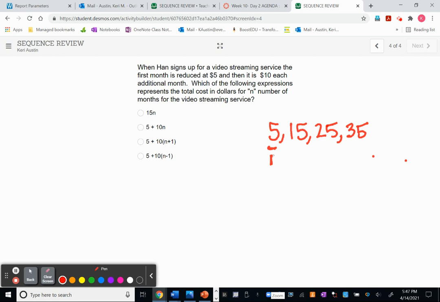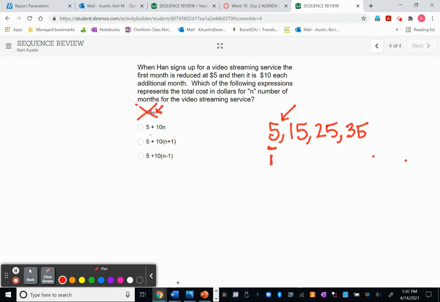And these are all explicit rules, right? They don't tell you the first term. So one strategy is you could just plug numbers in until you find the one that works. I mean, we can start with 15n. If I put a 1 right here, 15 times 1 is 15. Is that the first term of this sequence? No.